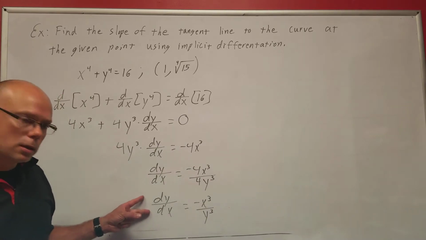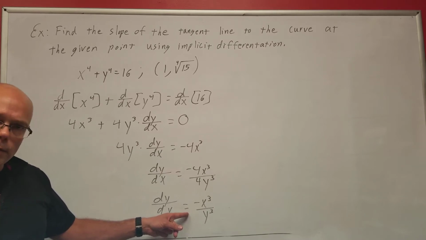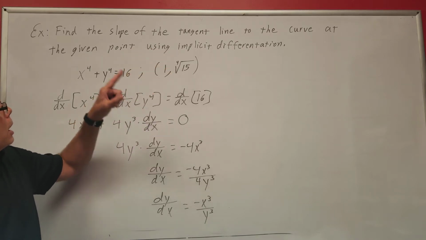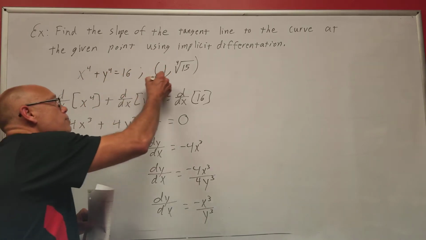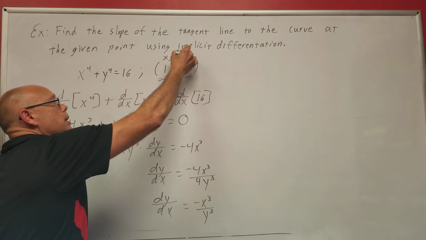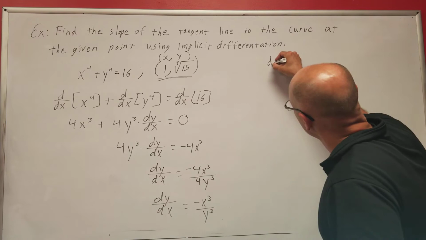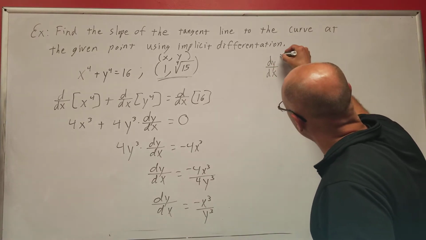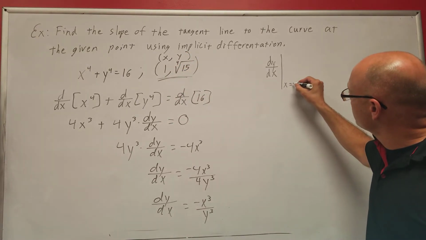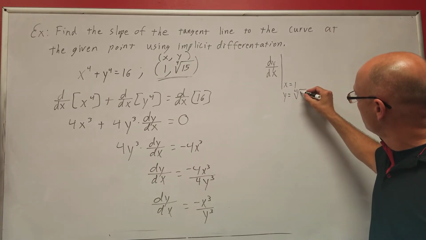Now what is this? Yeah, it's a derivative. But it's a formula for the slopes of all the tangent lines, right? What do we want? We want the slope of the tangent line at the given point. At this point right here, right? Isn't this an x coordinate? And we could say that that's a y coordinate as well. So what I want to do is say dy over dx whenever x is 1 and y is the fourth root of 15.